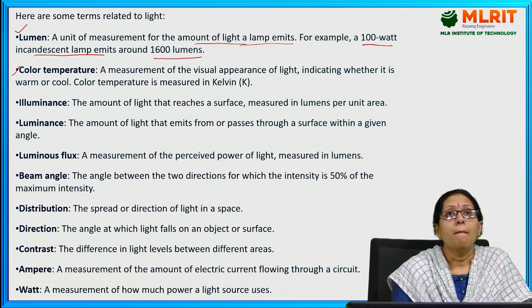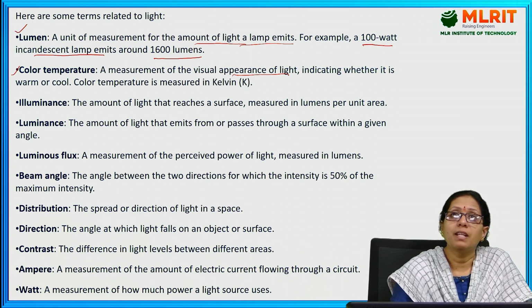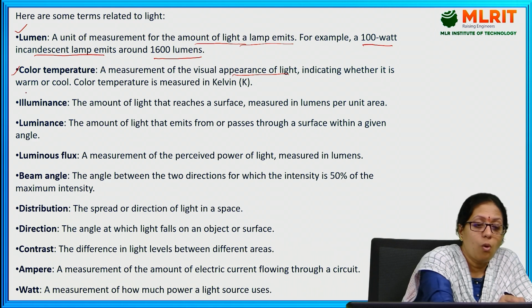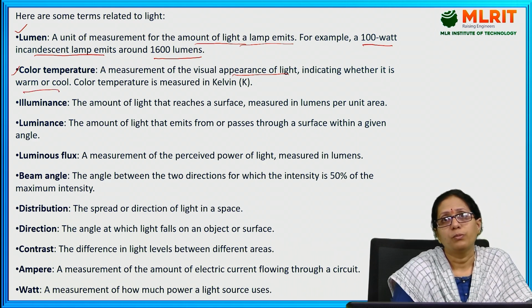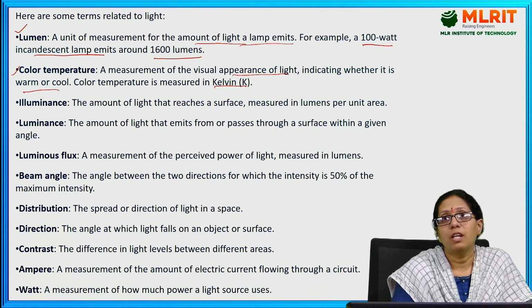It is a measurement of the visual appearance of light, indicating whether it is warm or cool. Color temperature is measured in Kelvin. So, the first one is lumen, and the second one is color temperature, which is measured in Kelvin.